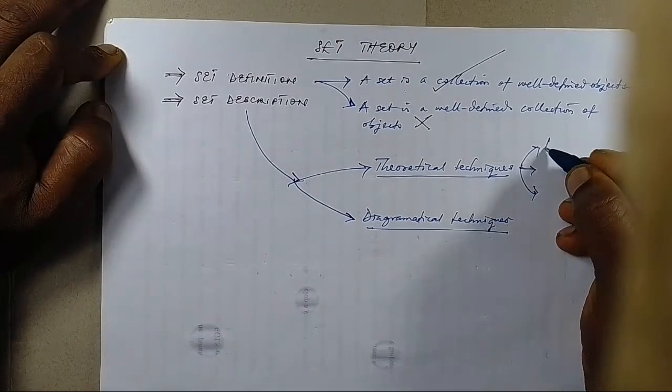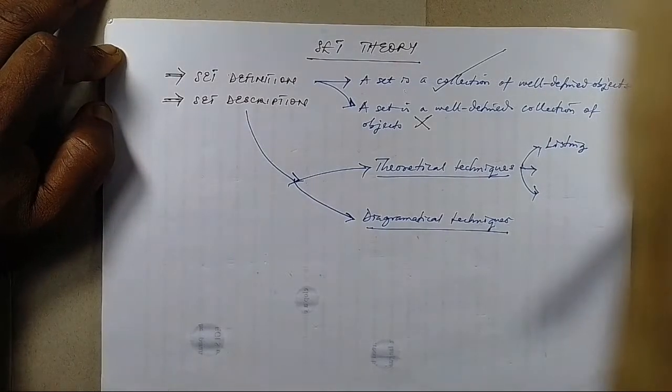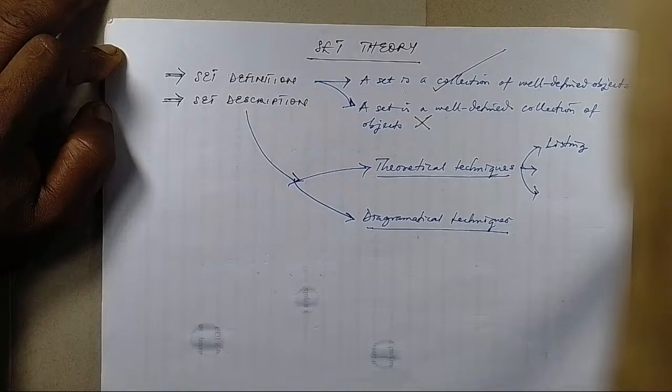The first one is the method of listing. The method of listing, we call it listing technique. So listing technique is a theoretical technique for describing a set.